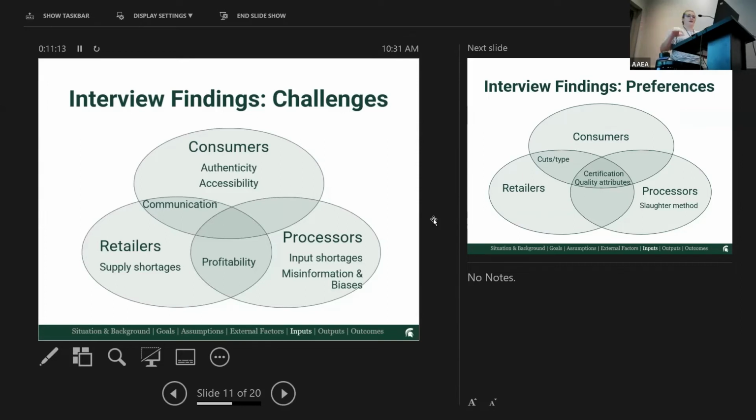Processors also face those exact same profitability concerns, compounded with the extensive cost to start up a processing facility with all the machinery and things that you might need. They also expressed facing input shortages where they couldn't always get their hands on chickens or beef or whatever to slaughter. And then lots of issues with misinformation as to what halal meat is, how it's slaughtered in this post 9/11 world, and any biases that they face with USDA inspectors and others who don't really understand the process and have potentially racial, cultural, or religious issues with it.